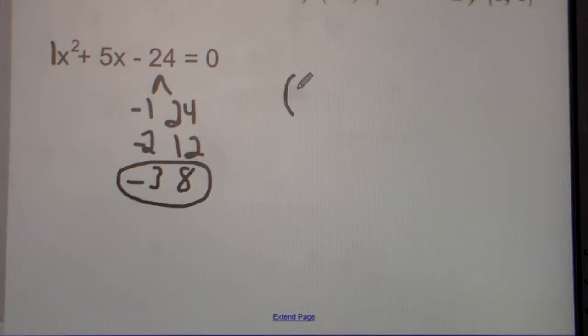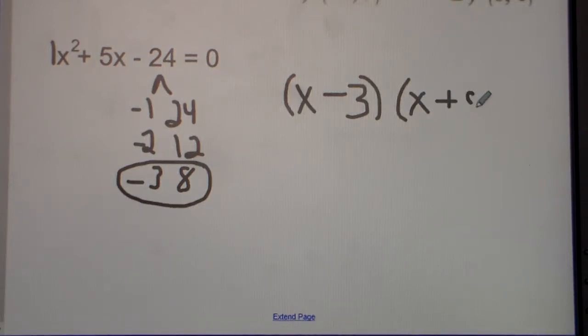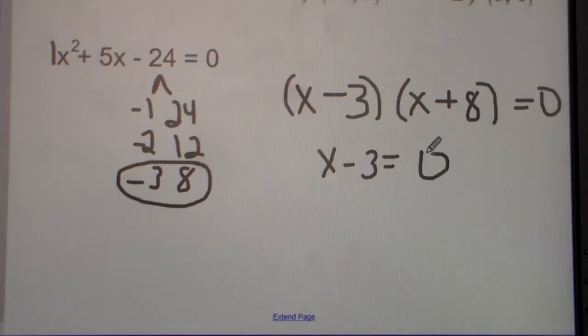This next step, I'm going to write out x, because that's the variable we're using, minus 3, because we have a minus 3, times x plus 8. Those two factors set equal to 0, because we have it equal to 0. We now have to solve for x for each one of them. So we're going to write them out individually. x minus 3 equals 0, and then x plus 8 equals 0.